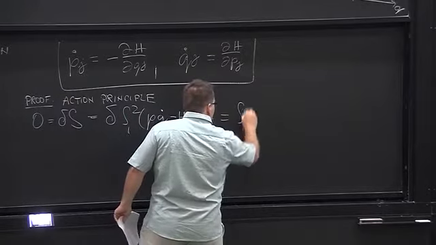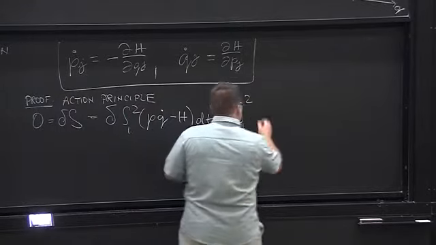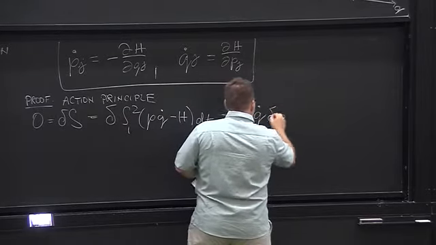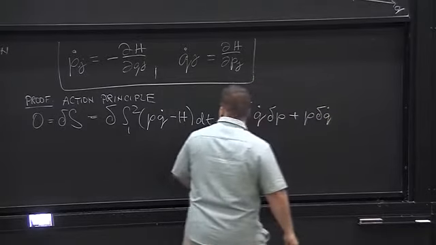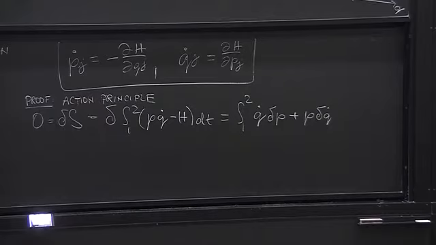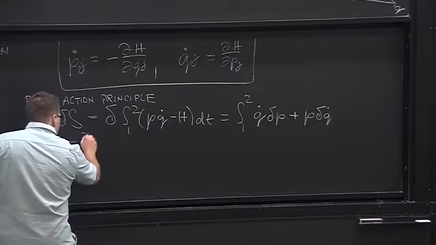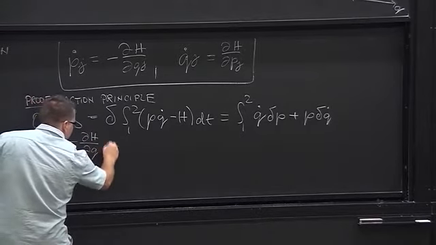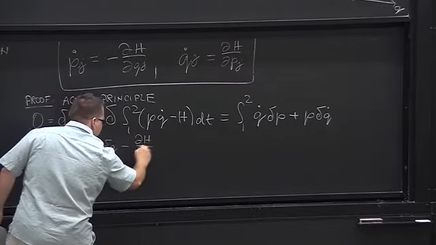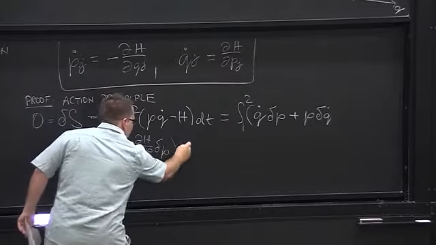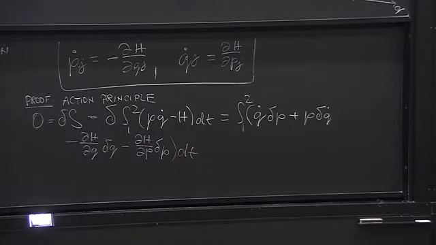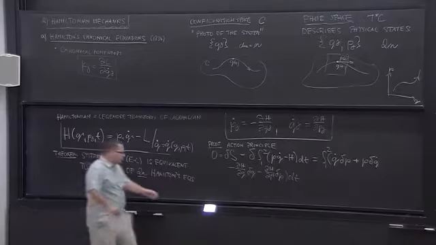Okay, so let's do this. It's an integral from 1 to 2. I have Q dot delta P, and then P delta Q dot, and then I have to vary H, and H depends on Q and P. So there's minus dH over dQ delta Q minus dH over dP delta P, and the whole thing is dt. Hopefully it's still correct.